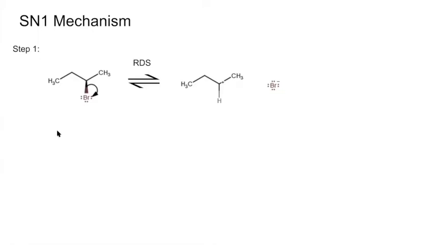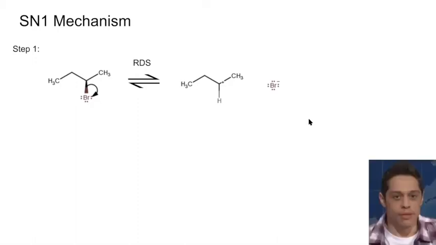When you want to determine if a reaction is bimolecular or unimolecular, you look at how many reactants there are. How many reactants does this have? Just the one reactant in this rate determining step. So this is a unimolecular rate determining step, and that's where the 1 comes from. SN1: substitution, nucleophilic, unimolecular rate determining step.